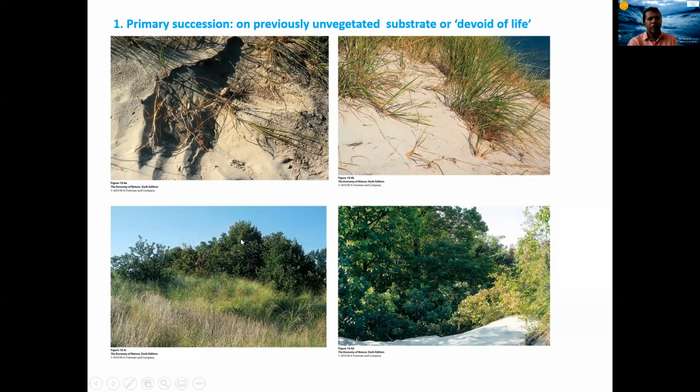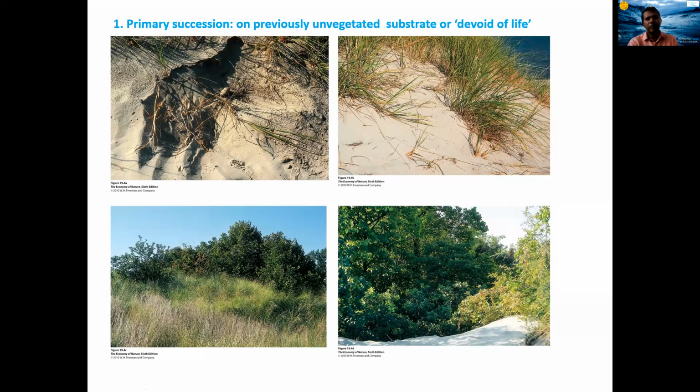You might have heard about there is a coastal ecosystem we call sand dunes. Right? So this is how a sand dune is formed, and it started from the beginning where there was no life, right?